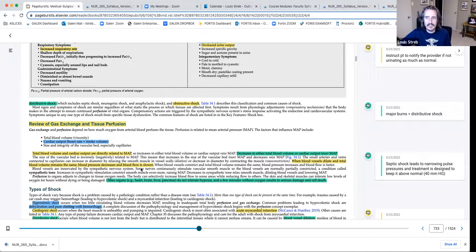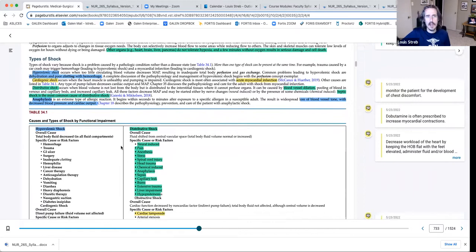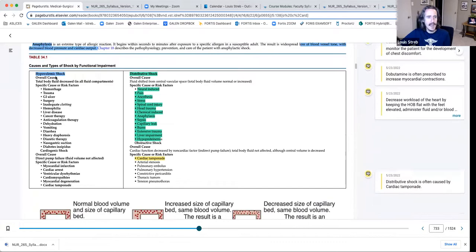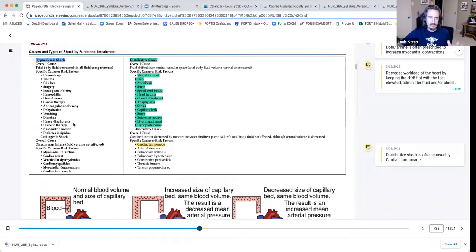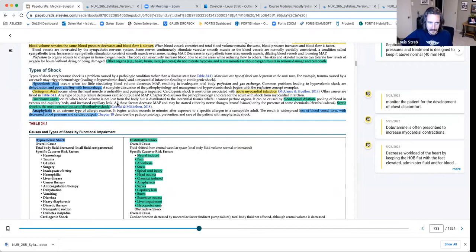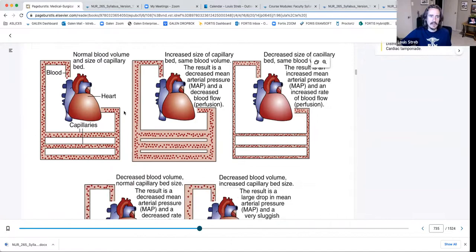All right. So here are your four types of shock: hypovolemic, cardiogenic, distributive shock, anaphylactic shock, and they say sepsis. So I say four types of shock, there's more apparently according to your book, but not really to me, because some of them are kind of the same, right? If we go back up, distributive shock, anaphylaxis, they can kind of go together sometimes. But let's just look at hypovolemia.